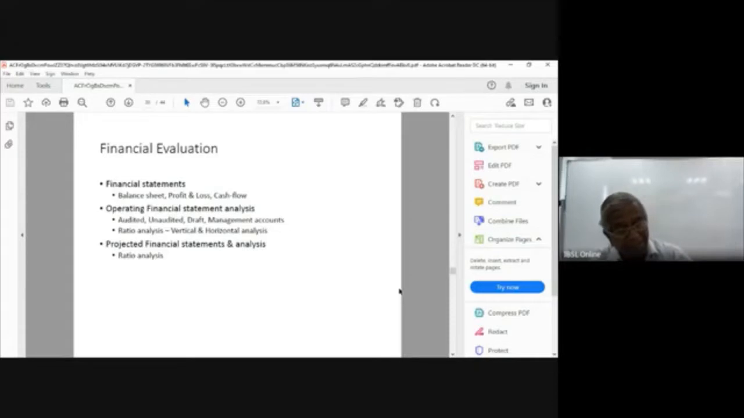So unaudited is more reliable than draft, and audited is more reliable than unaudited. Based on that, when you do your analysis, you must say whether it is an audited statement, unaudited statement, draft statement or management accounts. You must say, so the people know how accurate it is, which one is more accurate.